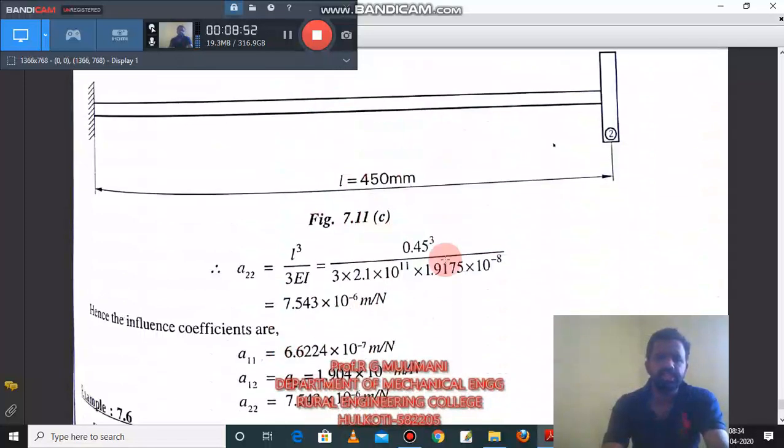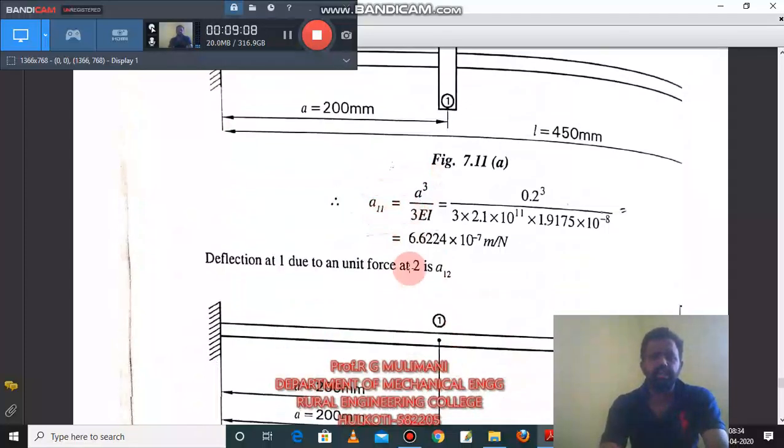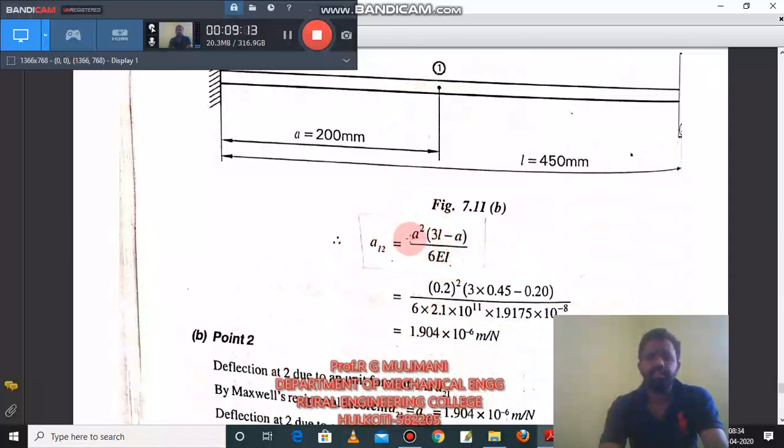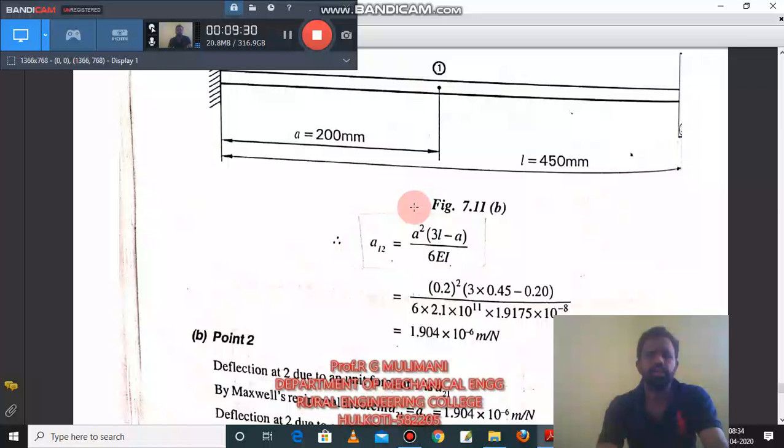Here a22 is calculated. A cube means it is L cube here. The position of the mass 2 is nothing but L, so 0.45. We use the same expressions to find influence coefficients where i is equal to j. To find influence coefficients where i is not equal to j, we use these expressions. For example, to find a12, the position of the mass 1 with respect to the fixed end is a. This L is the total length. You calculate a12. Similarly, a12 is equal to a21, we already know it.